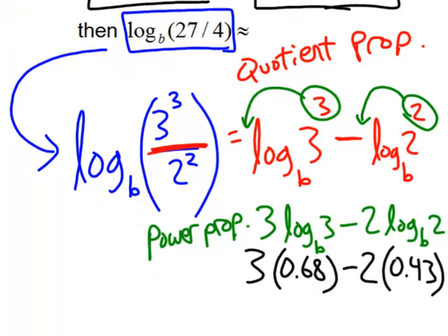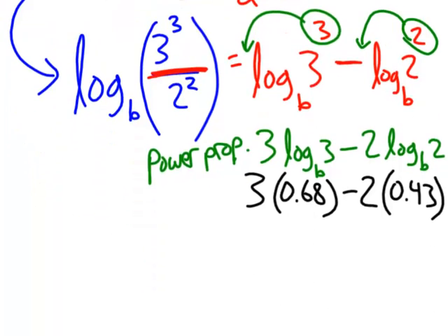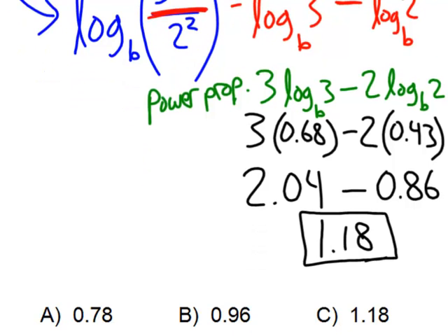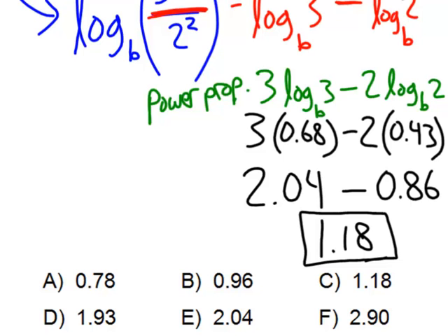All right, let's do a little bit of that mental math. 3 times 0.68, that's going to give us 2.04. 2 times 0.43 gives us 0.86. Imagine this was money. What's $2.04 minus 86 cents? That would give us $1.18, according to my calculations. So let's see how that compares with our answer choices. And we see that sure enough, 1.18 is answer choice C.